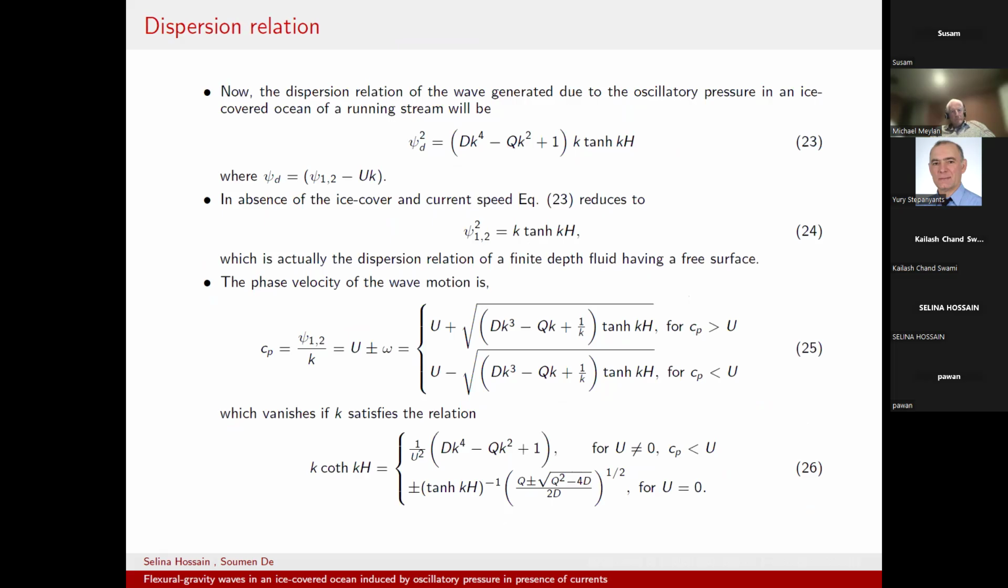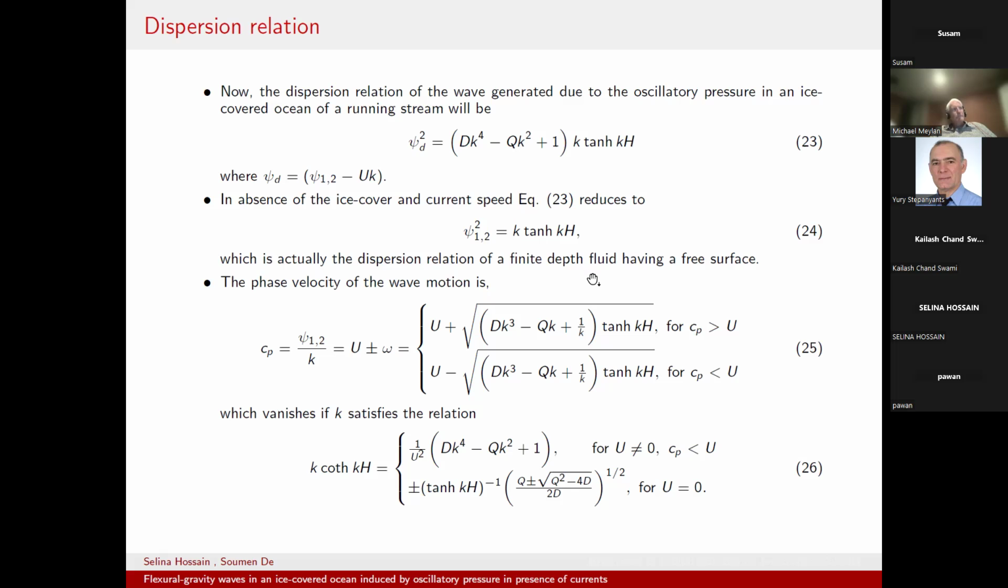Now, the dispersion relation of the wave generated due to the oscillatory pressure in an ice-covered ocean of a running stream will be given by equation 23, where psi d is equal to psi 12 minus uk. This can be treated as the Doppler shifted frequency relative to an observer moving with the water. In the absence of ice cover and current speed, this dispersion relation reduces to equation number 24, which is actually the dispersion relation of a finite depth fluid having a free surface.